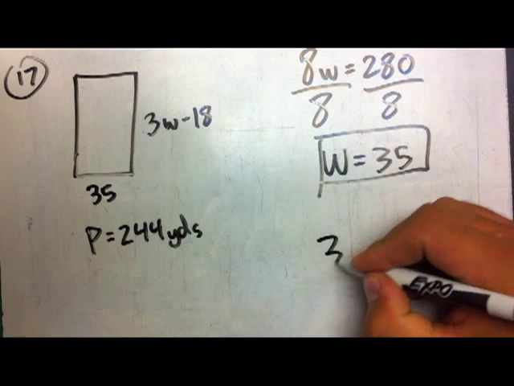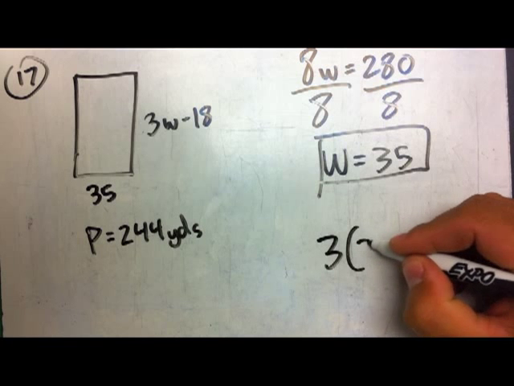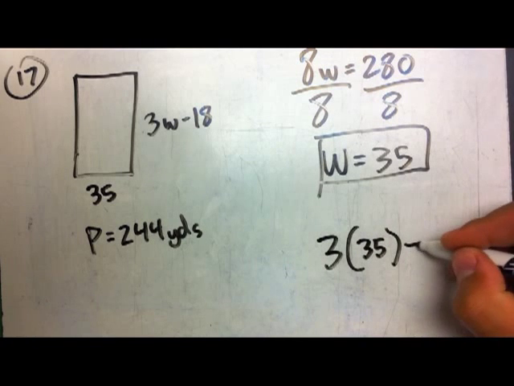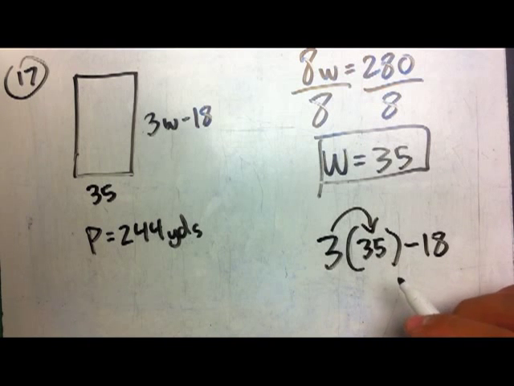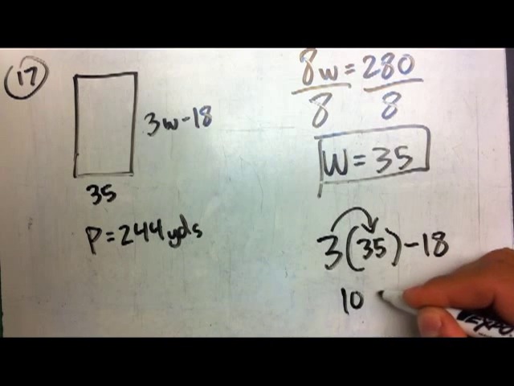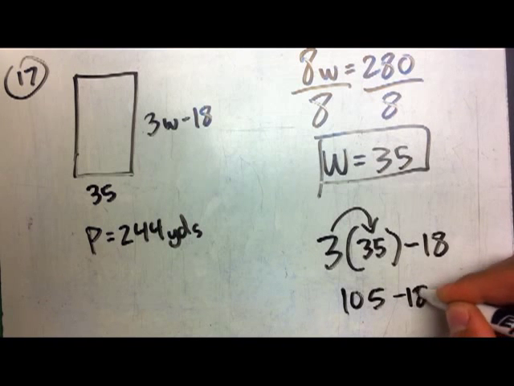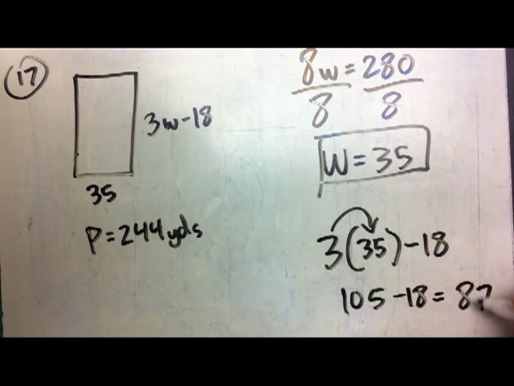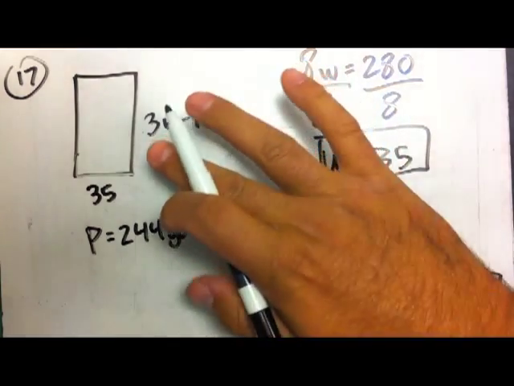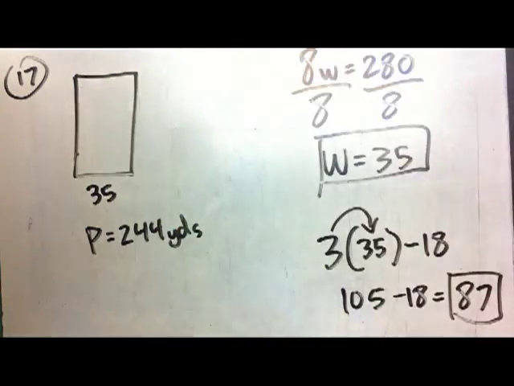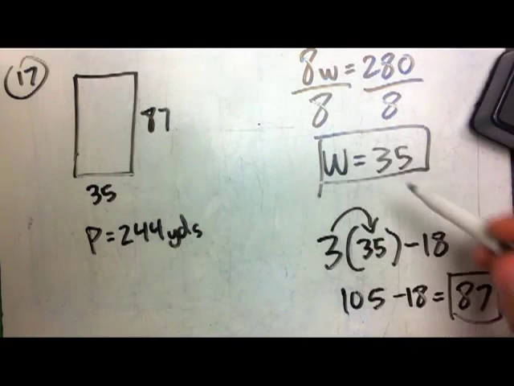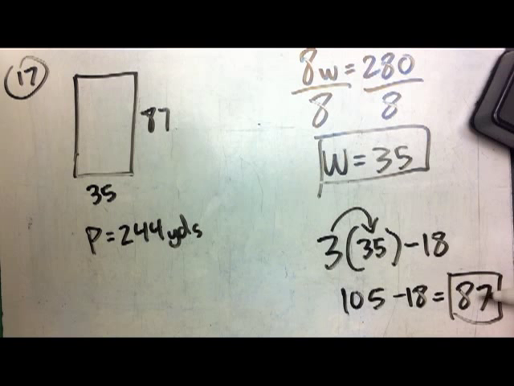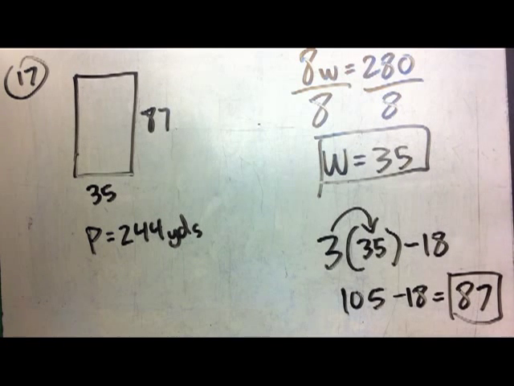The length is 3w minus 18, but since I know w is 35, I can just plug in the 35 now. So now I'm going to multiply the 3 and the 35. If I multiply those two, I should get 105. 105 minus 18 should give me 87. And that's what my answer is for the length. So I could actually erase this right here and put 87. So the answer is that my width is 35 and my length is 87. And that's pretty much what it's wanting you to do with this one.